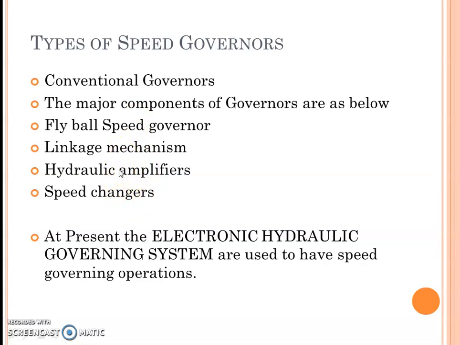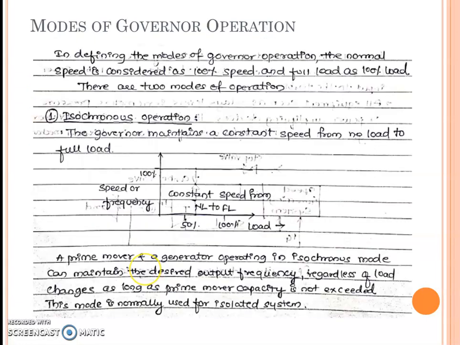But as of the present scenario, electronic hydraulic governing systems are used for speed governor operations. That is, the era of conventional governors has shifted to the electronic era and electronic hydraulic governing systems are employed. Here are the modes of governor operations. In defining the modes of governor operation, the normal speed is considered to be 100% and full load, whatever we are having, will also be considered as 100%. That is, speed is 100% and load is a full load condition.